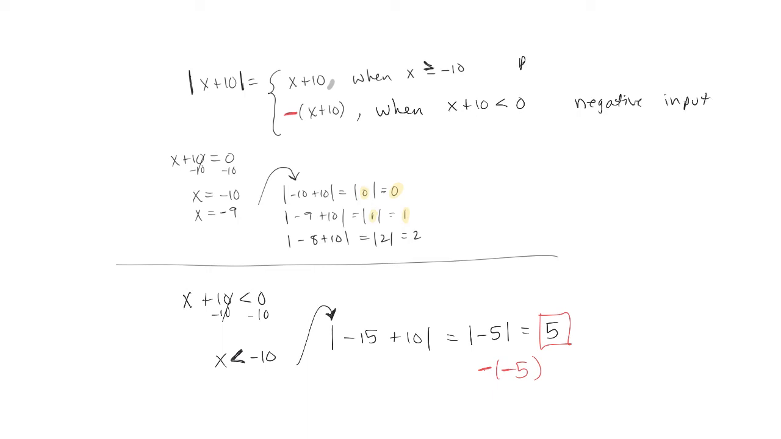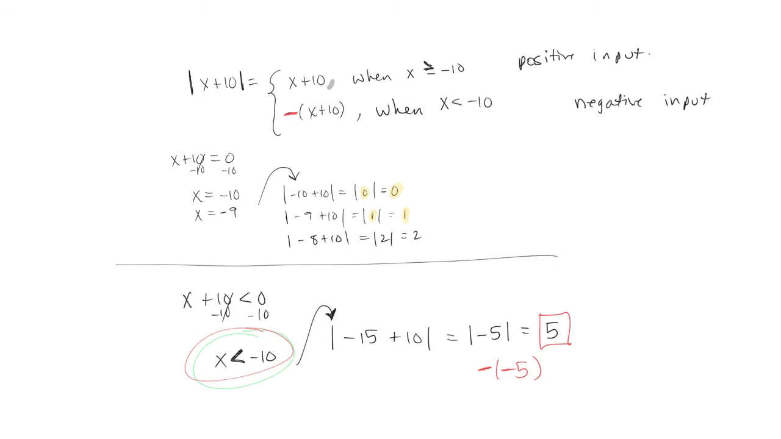And this was when there was positive input. Okay, and what we did was we can just solve this for x. And so that's from right here. Oops, that was when it had a negative input. So I would just write this when x is less than negative 10.